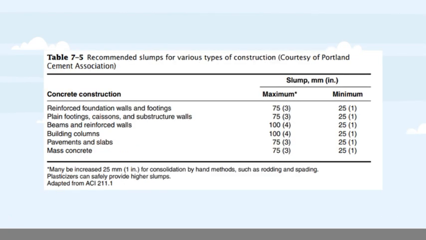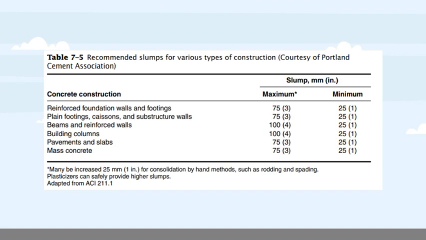So the next table is 7-5, recommended slumps for various types of construction, adapted from ACI Section 211.1. For concrete construction, reinforced foundation walls and footings, the maximum slump is 75 mm or 3 inches and the minimum is 25 mm or 1 inch. For plain footings, caissons and substructure walls, the maximum slump is 75 mm and the minimum is 25 mm also. And for beams and reinforced walls, the maximum slump is 100 mm and 25 mm for minimum.